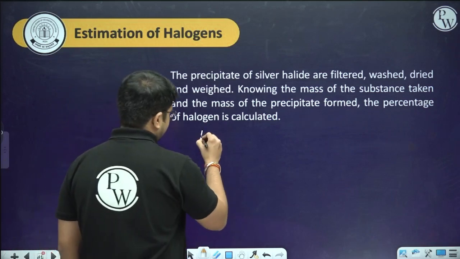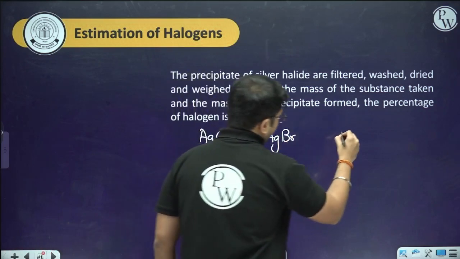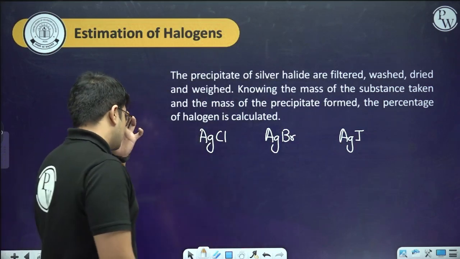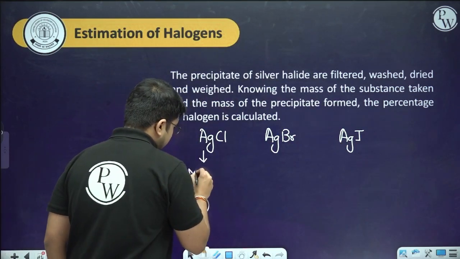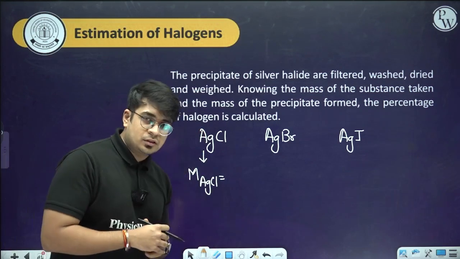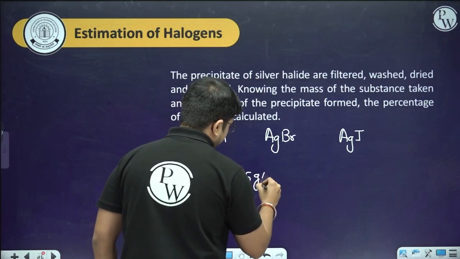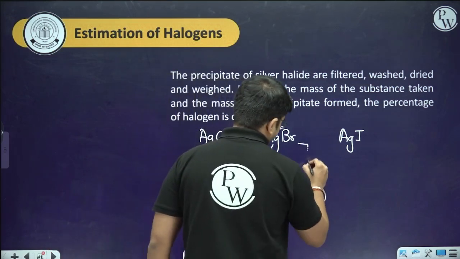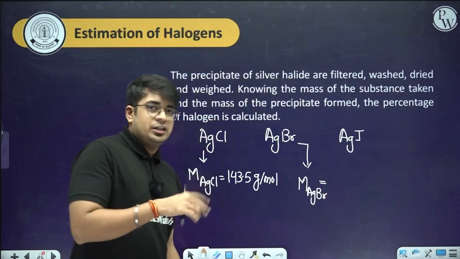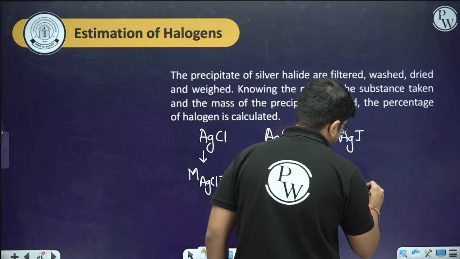So there are three things. Either you can form AgCl, or you can form AgBr, or you can form AgI. Calculation is very, very easy. First of all, the molar mass of AgCl is going to be 108 for silver, Cl is 35.5, so it should be 143.5 gram per mole. For AgBr, Ag is 108, Br is 80, so it should be 188 gram per mole.